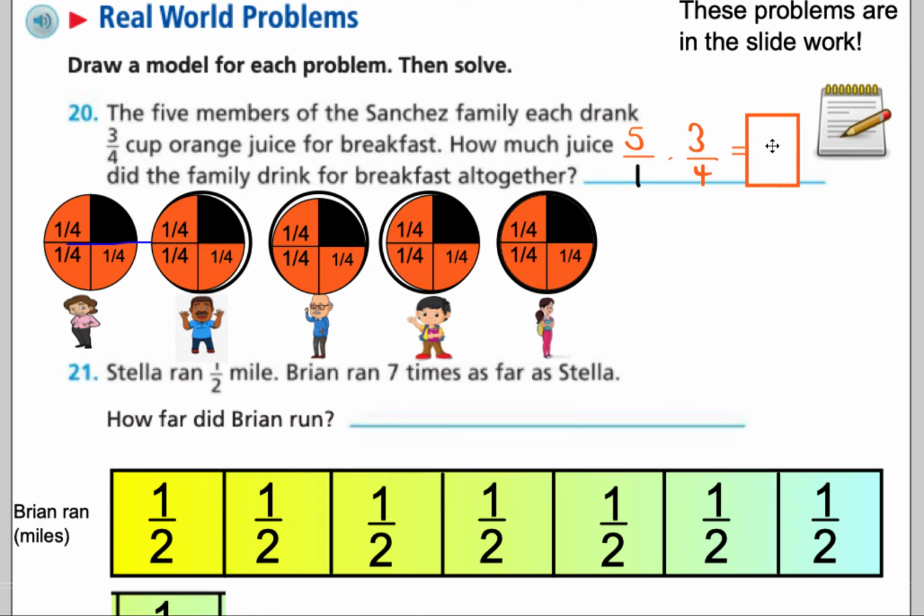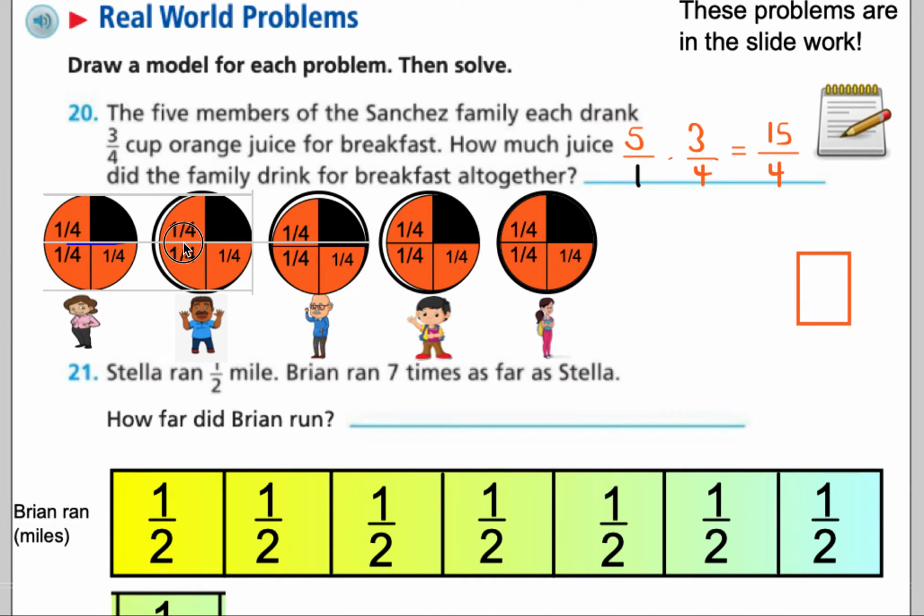And yes, we can multiply across. And when you do, you get 15/4. Let's count them just to make sure Mr. Curtis isn't fibbing here.